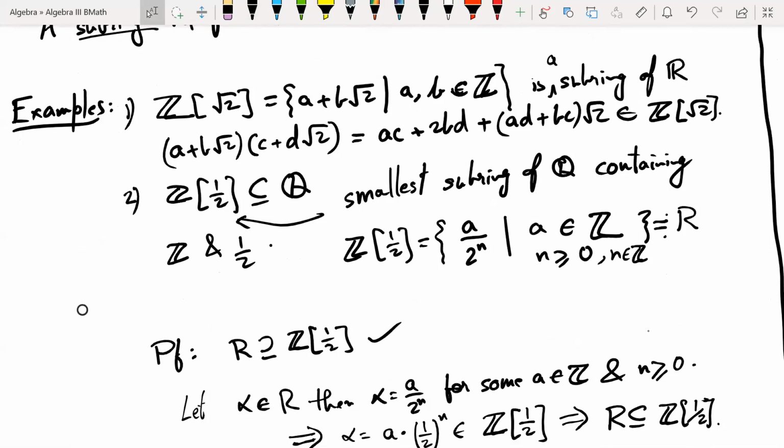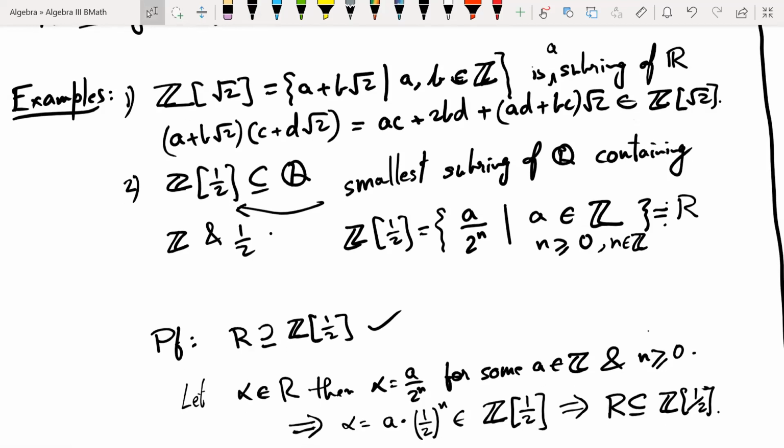Now let's take alpha in R. So now I want to say that R is contained in Z half. So alpha is of the form A over 2 power n for some A and for some n greater than or equal to 0. Then alpha you can write as A times 1 over half power n. I mean, this is sort of obvious. The proof is not deep, is what I'm trying to say. But A is an integer, and this is the smallest subring containing Z and half. So whatever this subring Z half is, it contains A and it contains half. So it contains half power n as well. You multiply half to itself n times. That will also be contained in Z half, and A is an integer, so that is in Z half. So their product is also in Z half. So what we showed is that taking any arbitrary alpha in R, it belongs to Z half as well. So that tells you that R is contained in Z half.